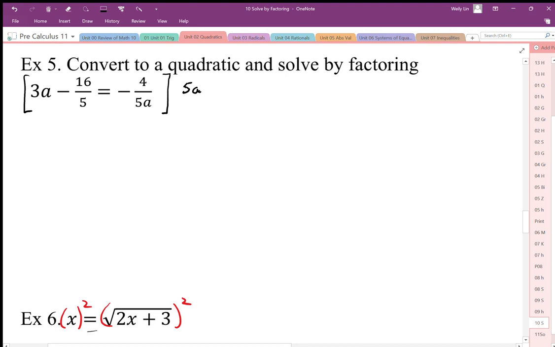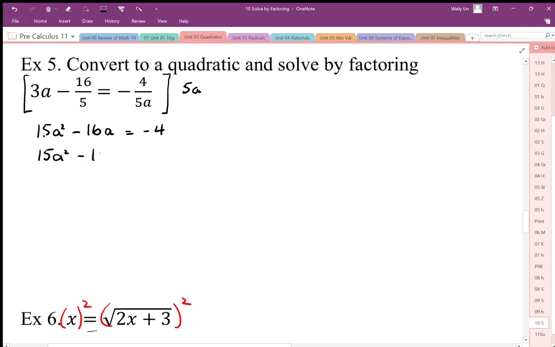Okay, so then when I multiply this through, I end up with 15a squared minus, here the 5's cancel out, so I end up with negative 16, and then I still have a times a left over. Here when we multiply this out, the 5a's cancel out, so I end up with negative 4. So there's my quadratic. I'm going to make it equal to 0.